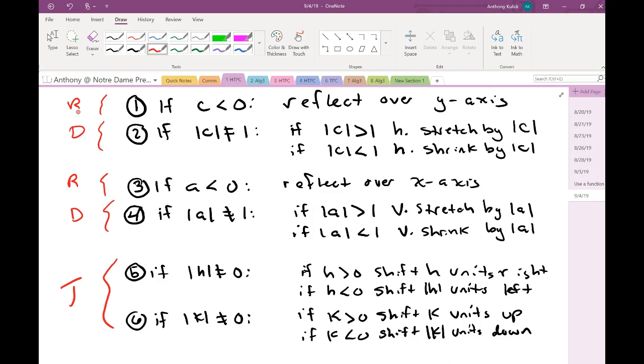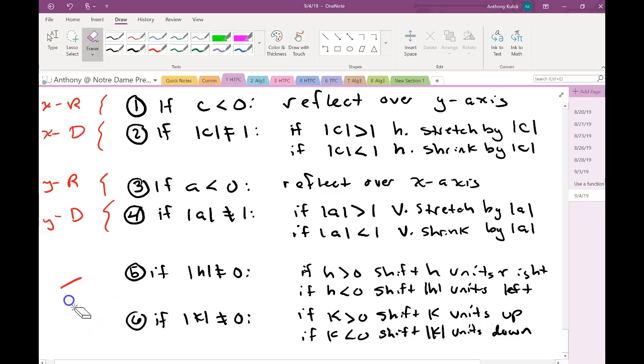So if I have a point and I'm reflecting it across the y-axis, what coordinate is changing, x or y? X coordinate, right? If I stretch something horizontally, what coordinate is changing, x or y? X. Okay. If I reflect something over the x-axis, which coordinate is changing? Y. If I stretch or shrink something vertically, what coordinate is changing? Y.